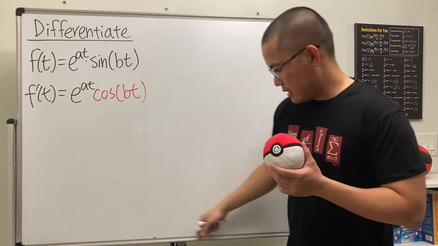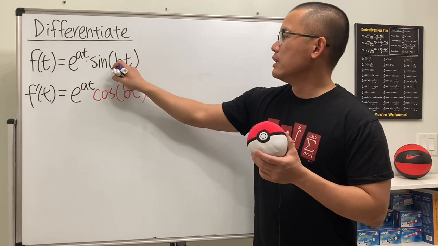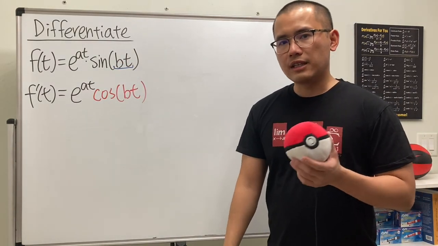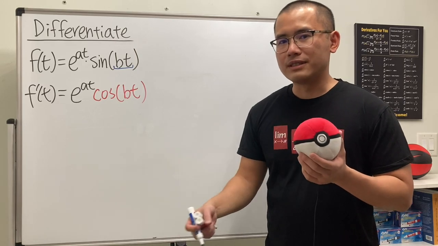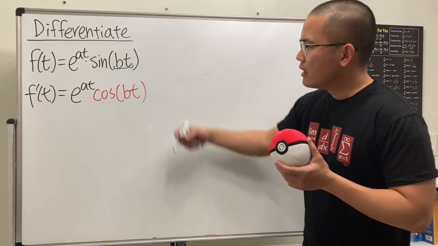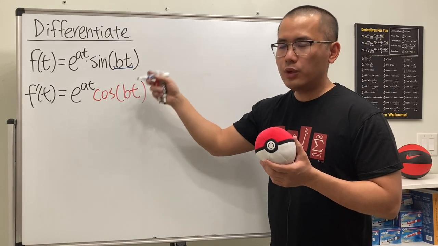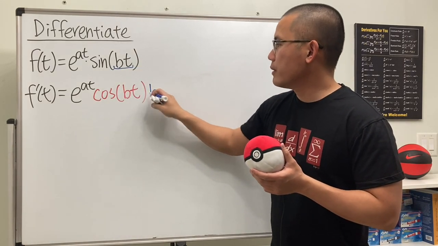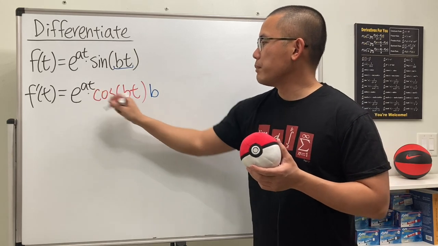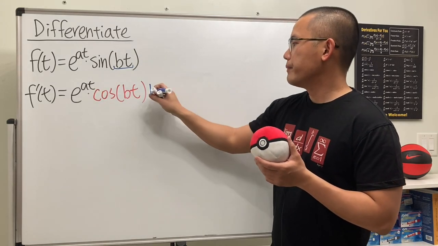But we're not done yet, because if you look at the inside, bt, b is just a constant, just like, you know, number 5, number 6, number 8, or things like that. When we differentiate bt, we get b, so we will have to use the chain rule, and we just multiply by b right here. So this right here is the first part of the product rule, all right?